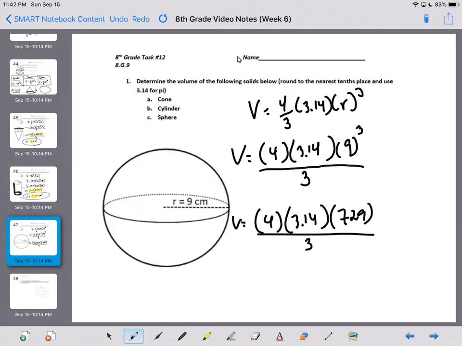So remember, when you're doing a calculation on the calculator, go ahead and multiply the numerator first. So 729 times 3.14 times 4. Hit enter, divide all that by 3, and you're going to see you're about 3,052.08 cubic centimeters.